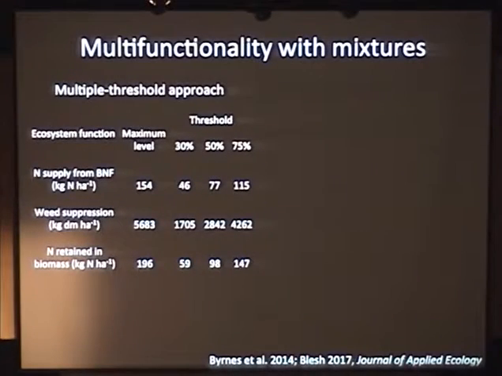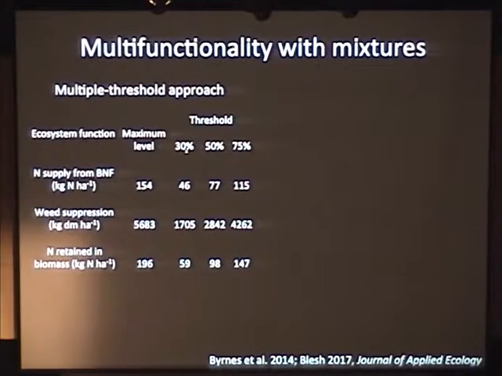Okay, so some results, starting with this approach. To measure multifunctionality, we assessed 3 different ecosystem functions: nitrogen supply, so the input from nitrogen fixation; weed suppression, compared to a no-cover crop control; and nitrogen scavenged or retained in the whole mixture biomass.